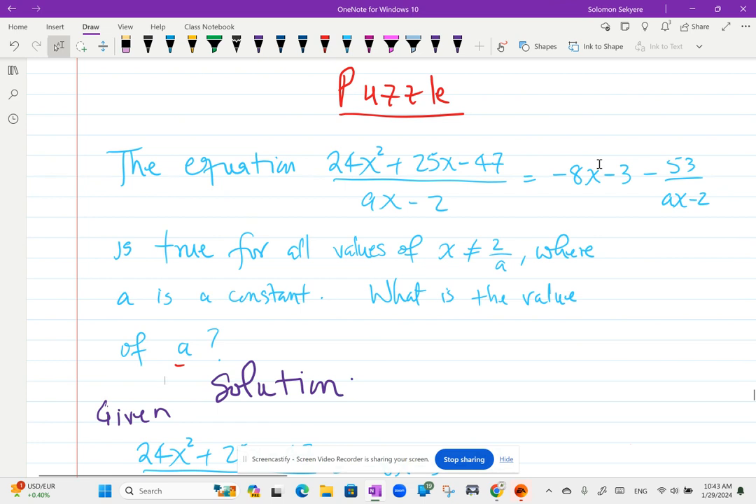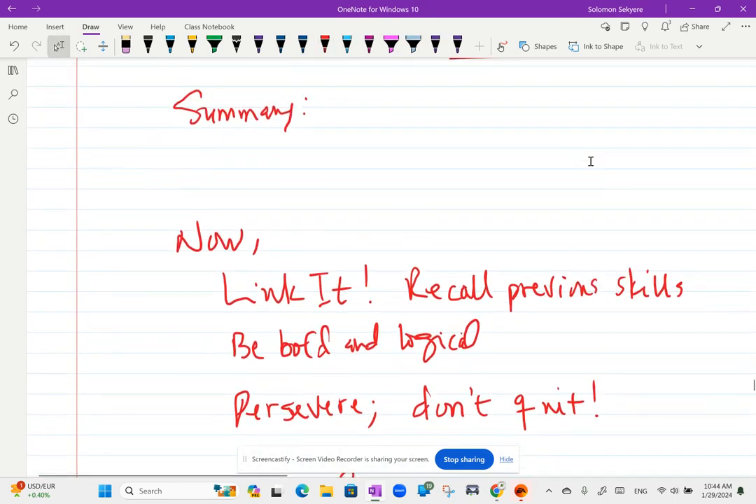But this is how you're going to solve. Since we have only one variable a here, it's really easy. But just in case you have two variables, this is how you're going to go through. So let me give you the link exercises.